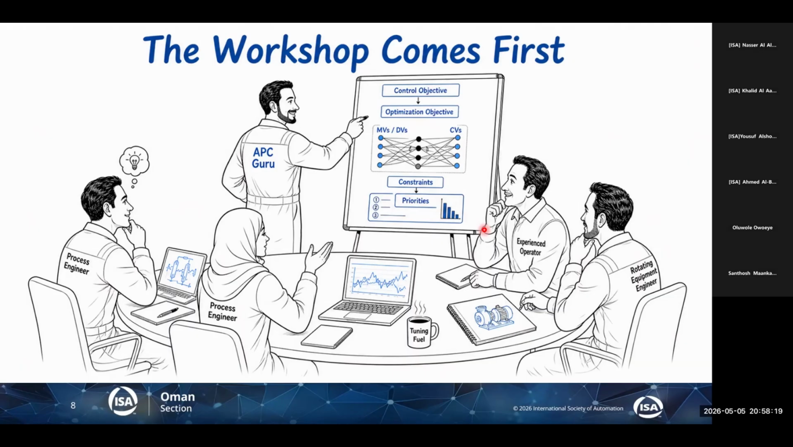So you see a board over here, APC Guru, control objective, he's explaining. These are the words which I used to hear in German 11 years ago. MVE, manipulated variable, Stellgröße in German. DV, Störgröße, disturbance. It's very interesting. In German, the word does disturb. Störgröße. And then the CVs, Regelgröße. And there is one more, process output variable, Prozessausgangsgröße. That's one word.